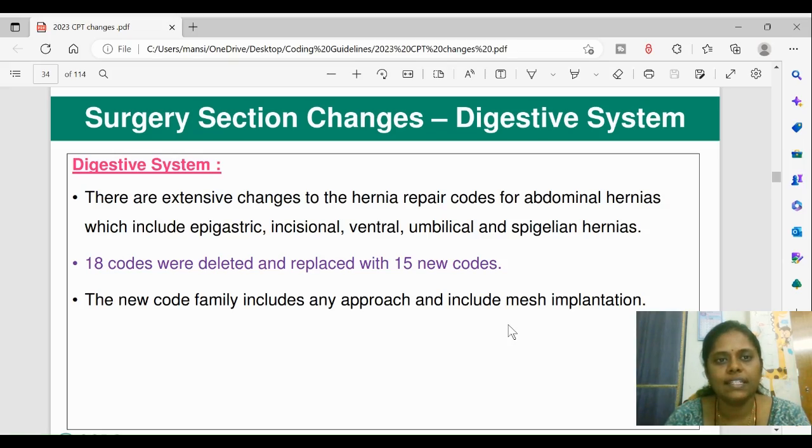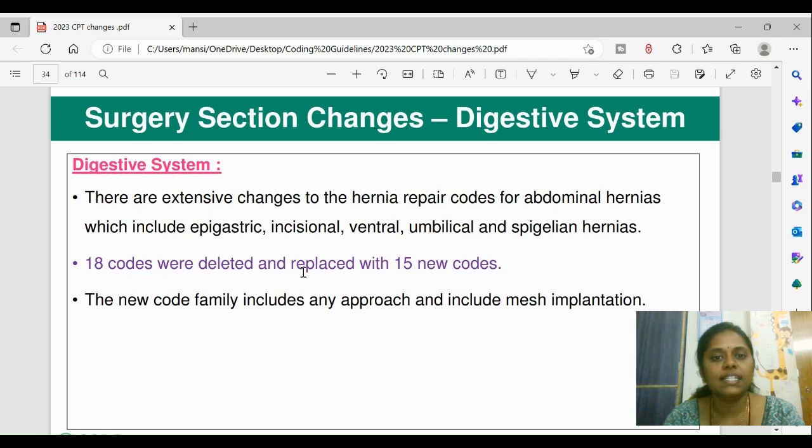When you see the surgery section, this is in the digestive system. For 2023 there are extensive changes to the hernia repair codes for abdominal hernias, which include epigastric, above the stomach; incisional, where a prior operation, some surgery, has happened, and because of that surgery the intestine is herniated at the site of incision; then ventral hernia, on the ventral side of the stomach; umbilical hernia, around the umbilicus; and spigelian hernias.